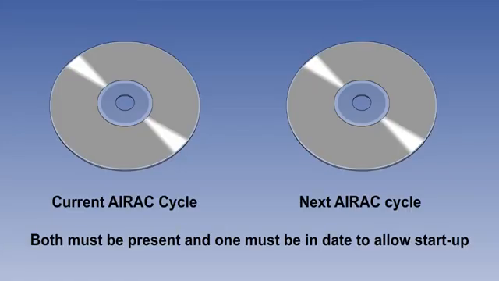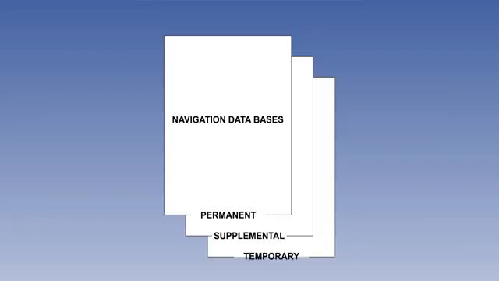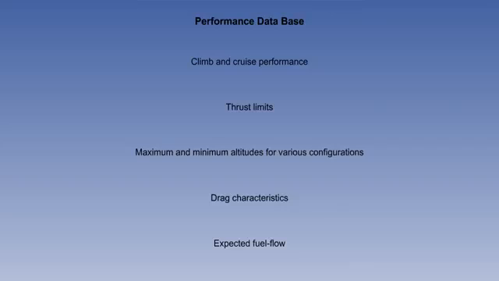The navigation database consists of two AIRAC cycles. Unless at least one is current, the system will not function. The pilots cannot alter the permanent nav database. However, they can enter information into the supplemental and temporary memories. The performance database consists of climb, cruise and descent speeds, power setting and fuel flows.